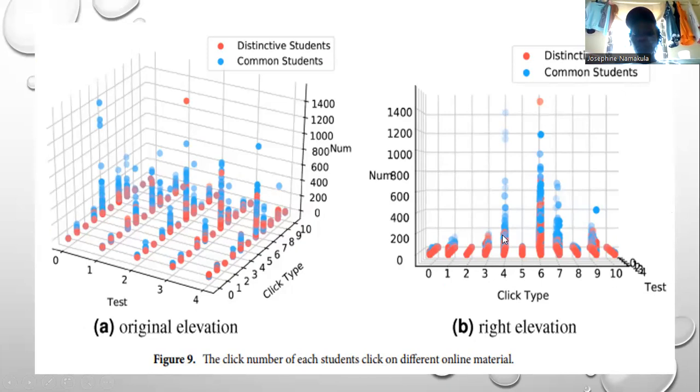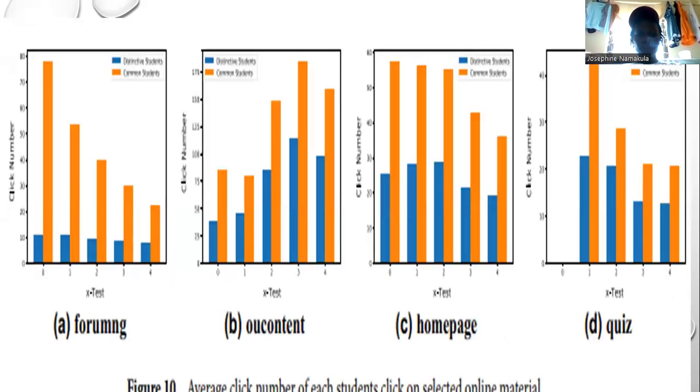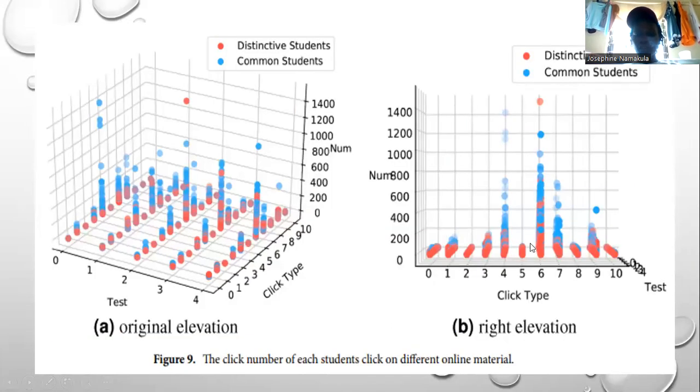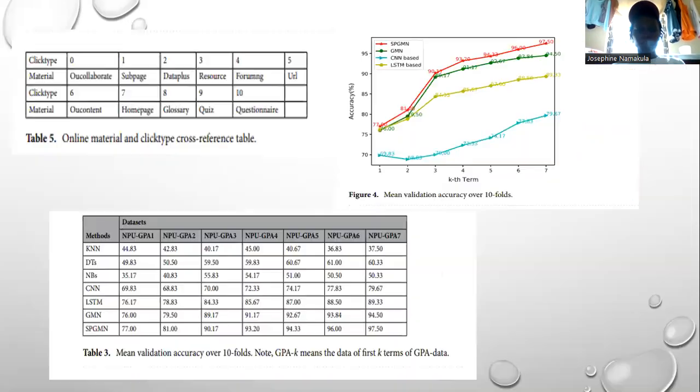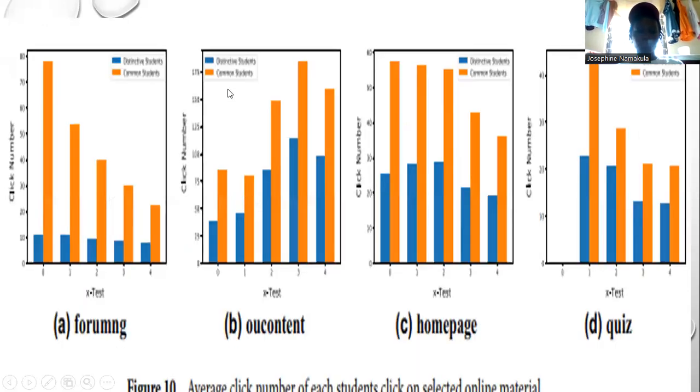the clip students that this clip type you can refer to as the forum online test. Let me show you here: forum, course content, homepage and quiz. Here you can see the differences between these clip types on online learning in the online data sets. So this table here was the one on which these graphs were based.